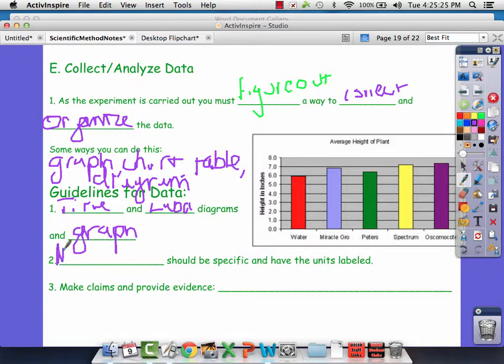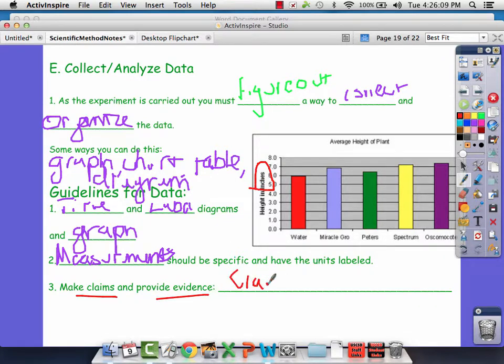Now, the measurements should be specific and have the units labeled. If you look at my example of a graph over here, you can see that it says in inches. It needs to include inches. The units are labeled, because if we look at that and it says the average height of plants that were just grown with water is 6, well, that could be 6 feet, could be 6 meters. In our case, it's inches, and we need to know that. It should be in centimeters because we always use the metric system, but however, for this case, they went ahead and used inches.